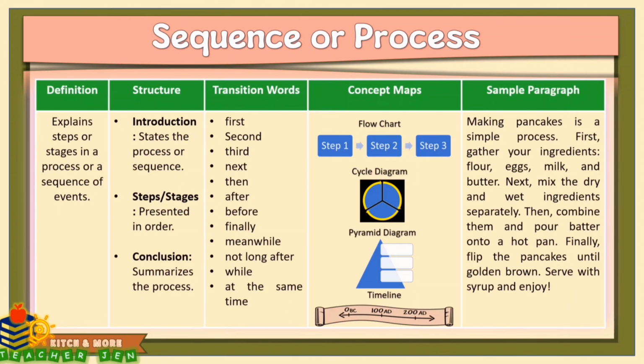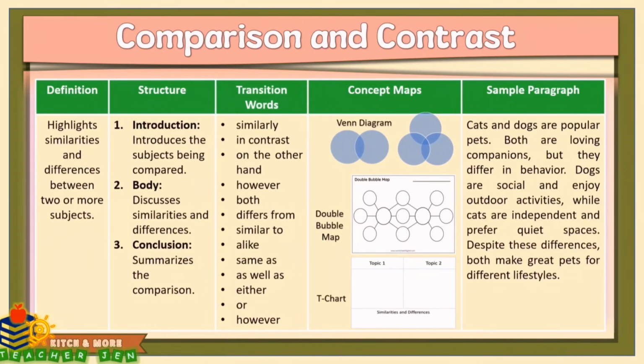See how these steps are clear and easy to follow? That's how a sequence or process expository text works. Let's move on to the second type of expository text, which is the comparison and contrast. This type of text shows how two or more subjects are similar and how they are different. It's great for understanding the unique qualities of each subject and what they share in common.